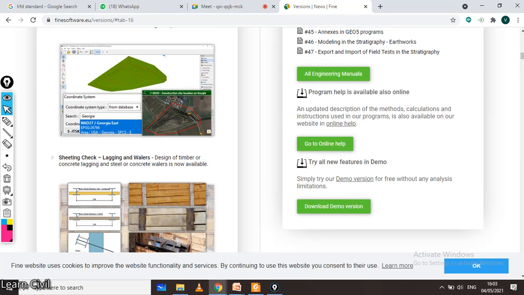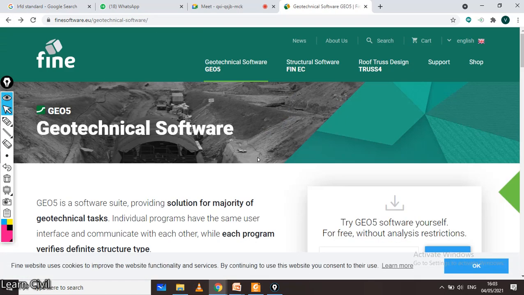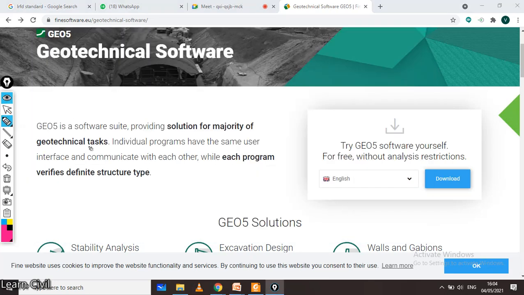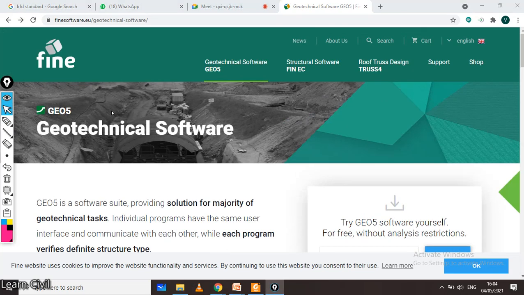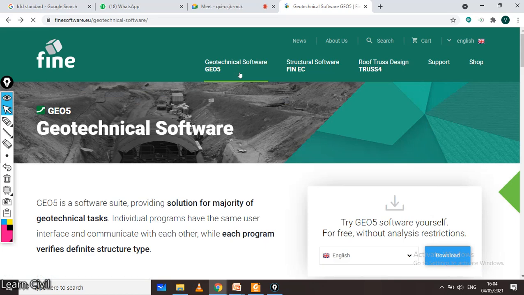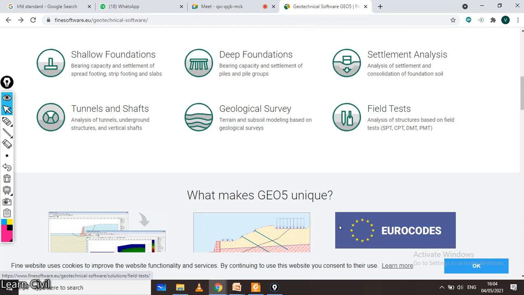You can use this software for abutment analysis, stability analysis, excavation design, design of walls or gabion walls, shallow foundation, deep foundation, settlement analysis, geological surveys, tunnel shaft, then field tests, etc.